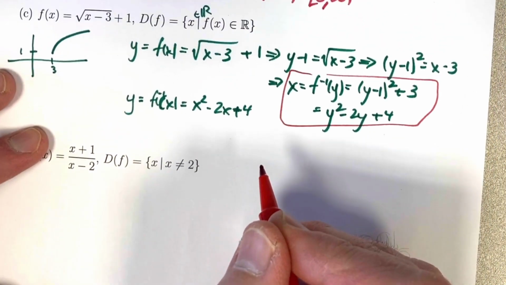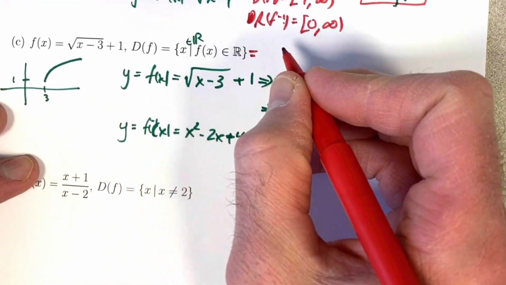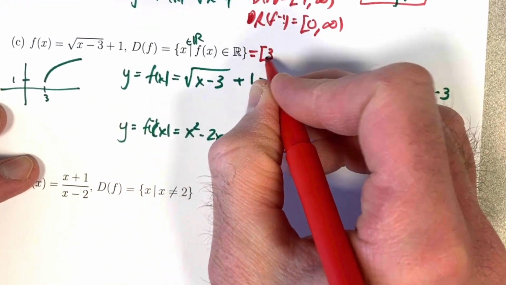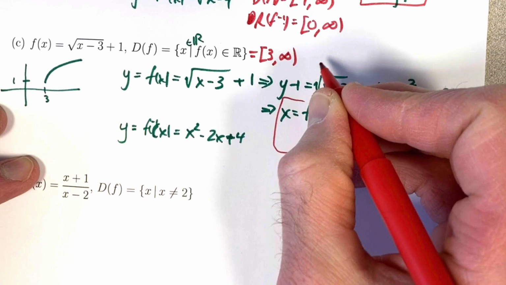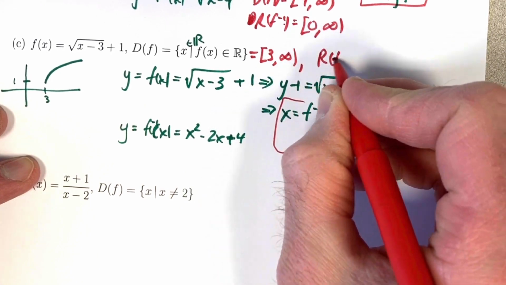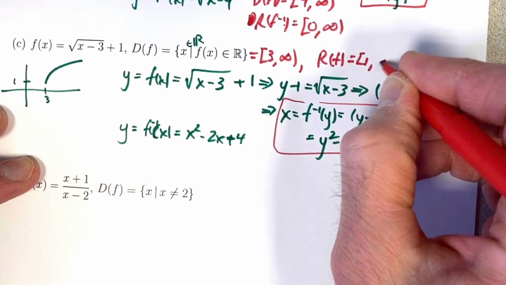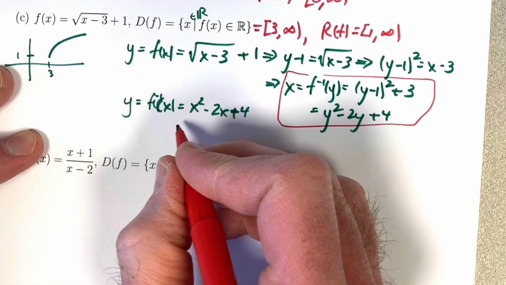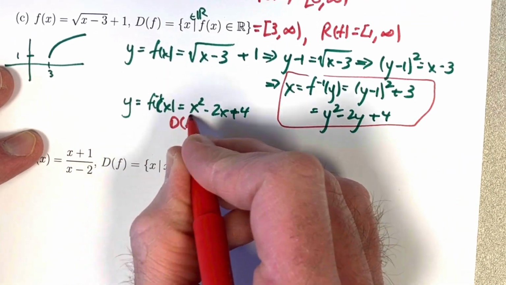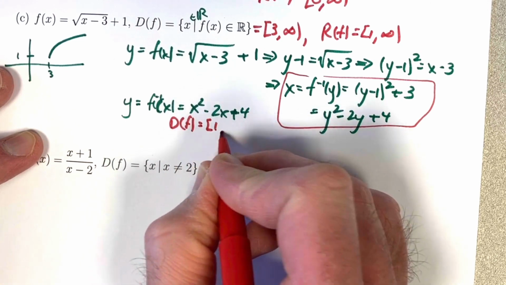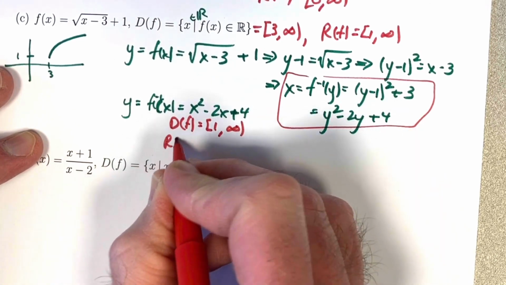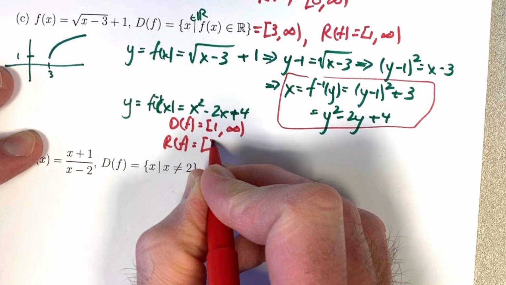Coming back down here, the domain turns out to be, we should specify what it is, 3 to infinity. And the range of f is going to be, think about the outputs here, 1 to infinity. And those get swapped for the inverse function. Here for the inverse function, the domain will be 1 to infinity, and the range will be 3 to infinity.